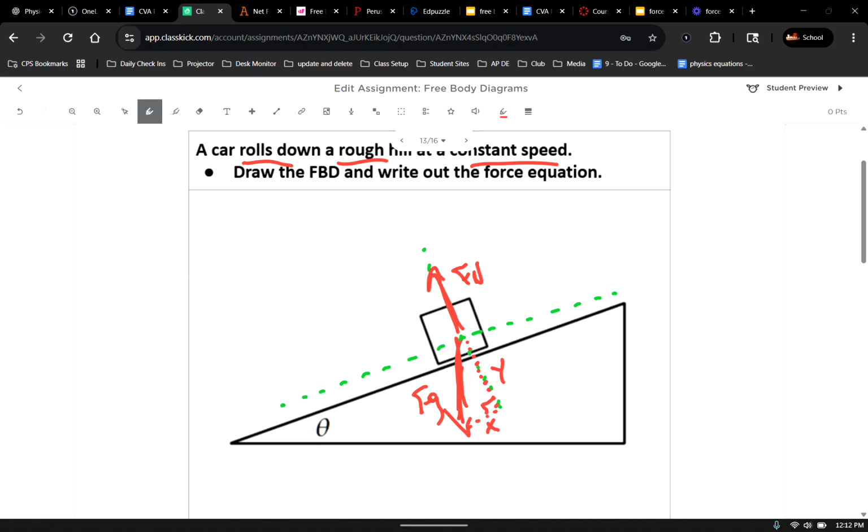There's only two forces. Actually, there's three because it's a rough hill. You're going to have friction going this way. Now, how big do I make friction? Well, for constant speed, it'd have to be equal to the force down. Well, the x is the force down, so friction is only going to be that big. If it was accelerating with friction, then you could make it bigger or smaller depending on if you're speeding up or slowing down. But that's the three forces, Fn, Ff, and Fg.